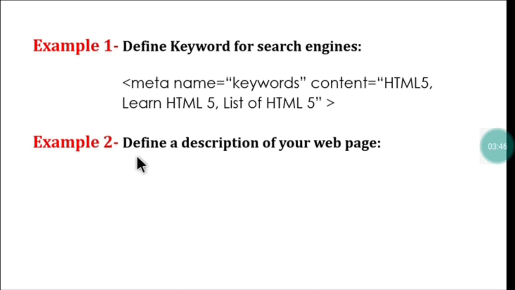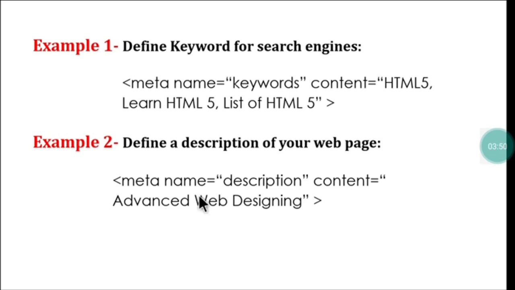Second example is how to define a description of your web page. Meta name equal description, content advanced web designing. Suppose you put in a search engine advanced web design. So here content is given as advanced web design. Through that description, the search engine will find it and display the information regarding advanced web designing.